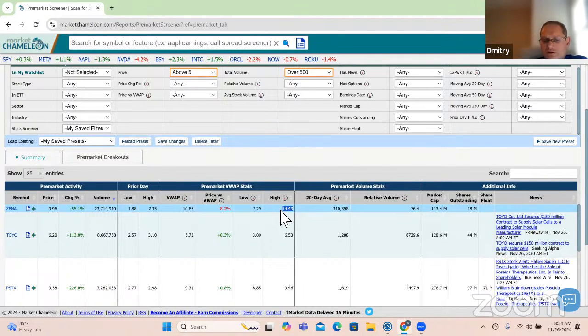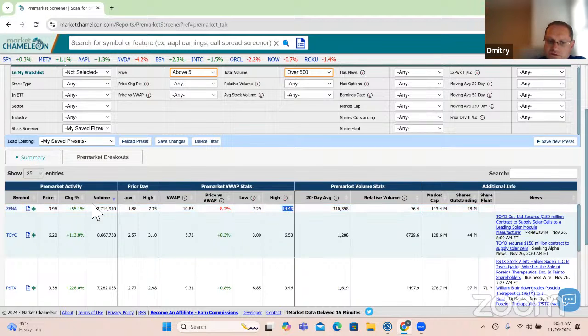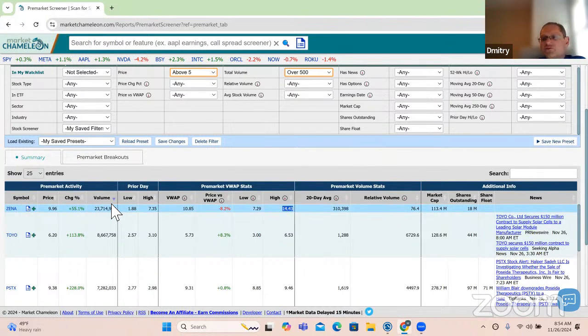So we see it's trading 23 million shares in the pre-market hours over here. How does that compare to its average daily volume? Because for some stocks, maybe 23 million is normal. For others, it's completely abnormal to trade that many shares in the pre-market hours.